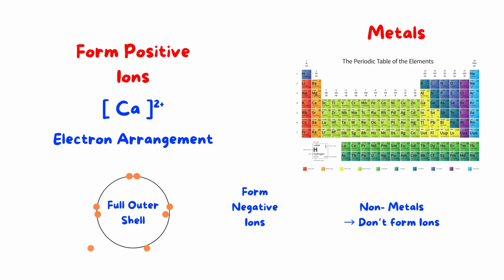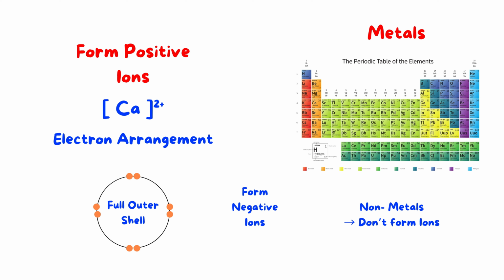As you can see from the periodic table, the majority of elements are metals, and these are generally located towards the bottom left portion of the table. One of the key characteristics of metals is that they form positive ions when they react. For instance, calcium forms a calcium 2+ ion.